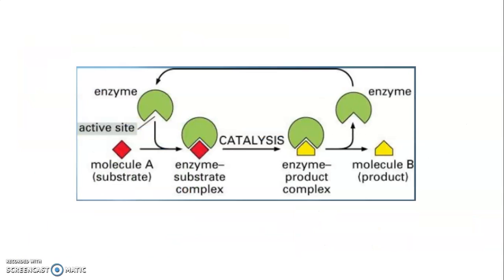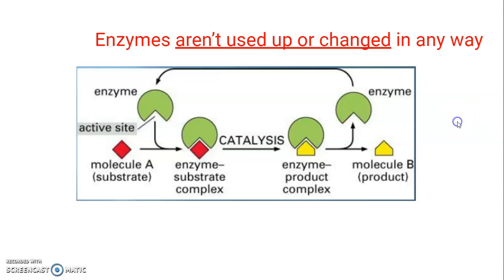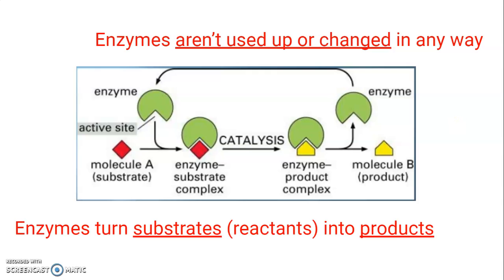All right, pausing here. Let me know what you think this is about. Okay, so hopefully you've noticed by now that at no point is the enzyme used up in the reaction, whether it's putting things together or breaking them apart, doesn't actually affect the enzyme in any way. So enzymes can go on and do the same thing again and again and again. Enzymes are responsible for turning substrates, which are the reactants of a chemical reaction, into the products. So substrates to products.